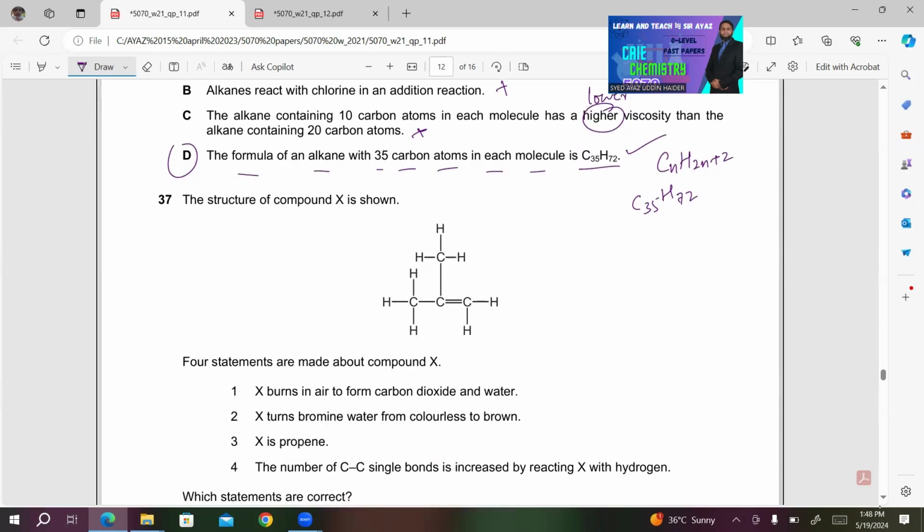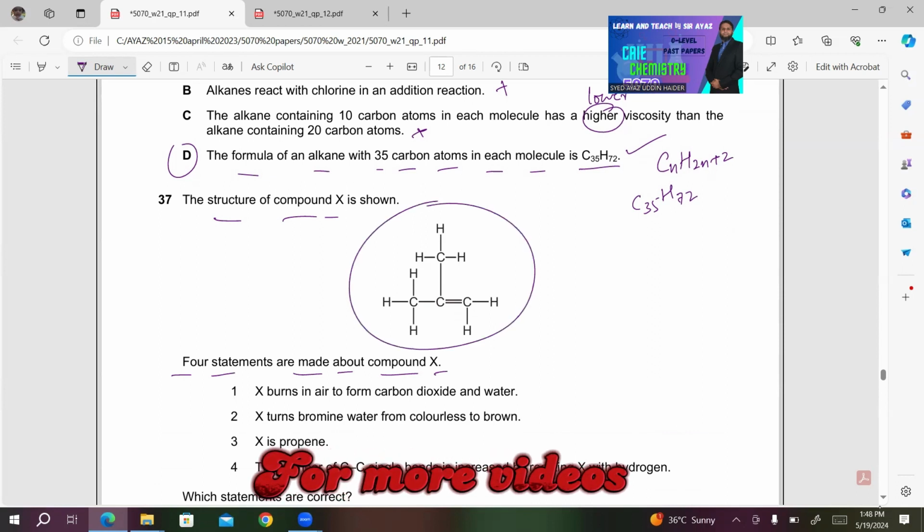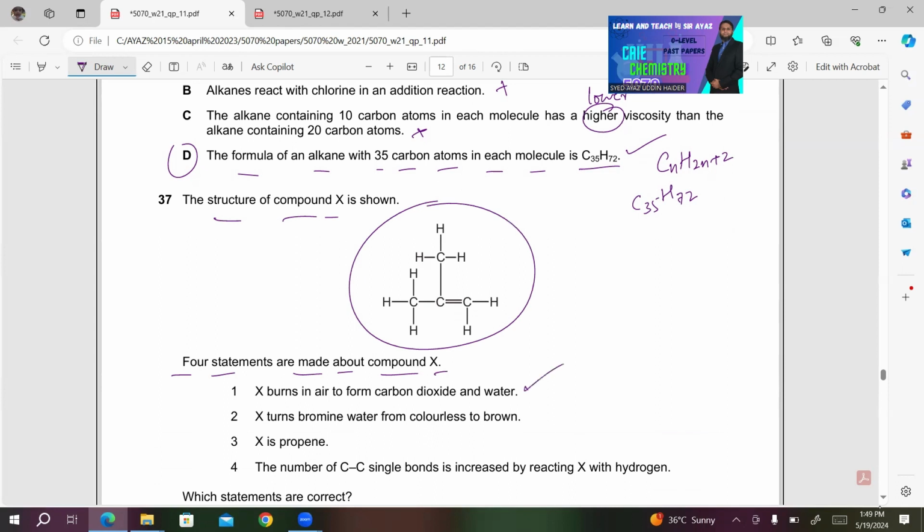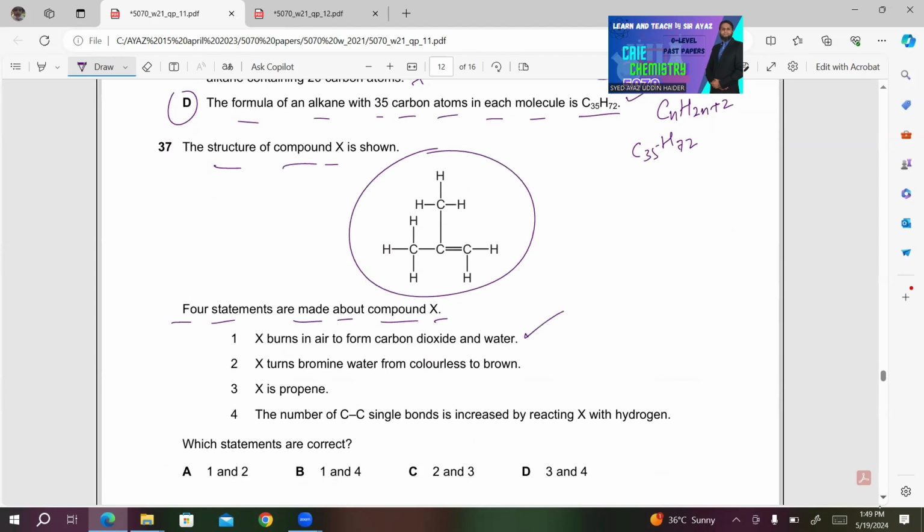Number 37. The structure of compound X is shown. Four statements are made about compound X. Number 1, X burns in air to form carbon dioxide and water. This is correct. Number 2, X turns bromine water from colorless to brown. This is incorrect. The reason is that it turns bromine water from brown to colorless, not from colorless to brown.